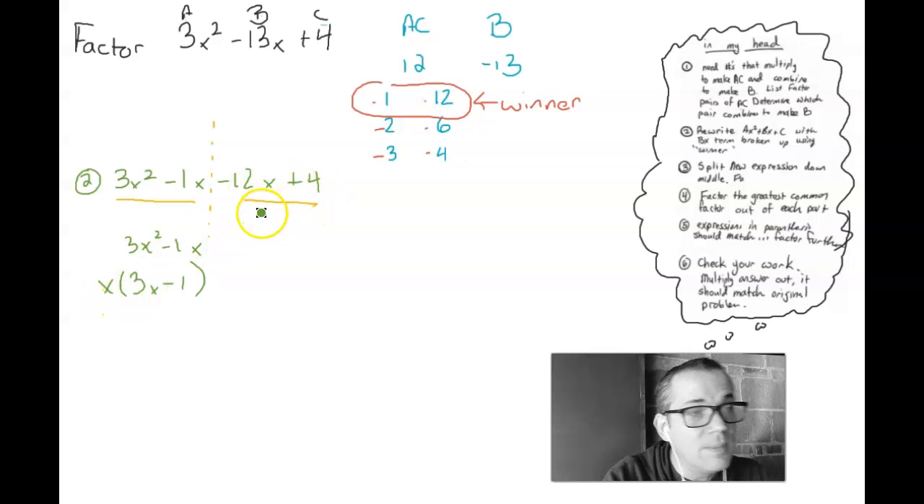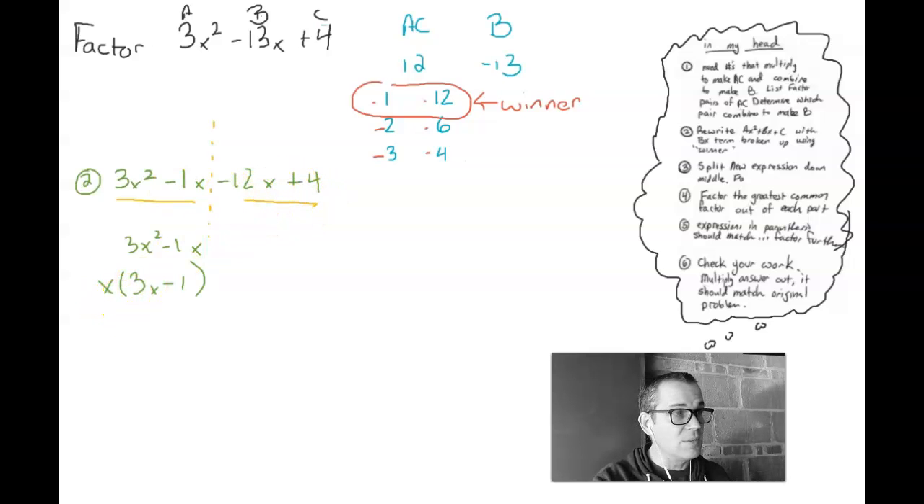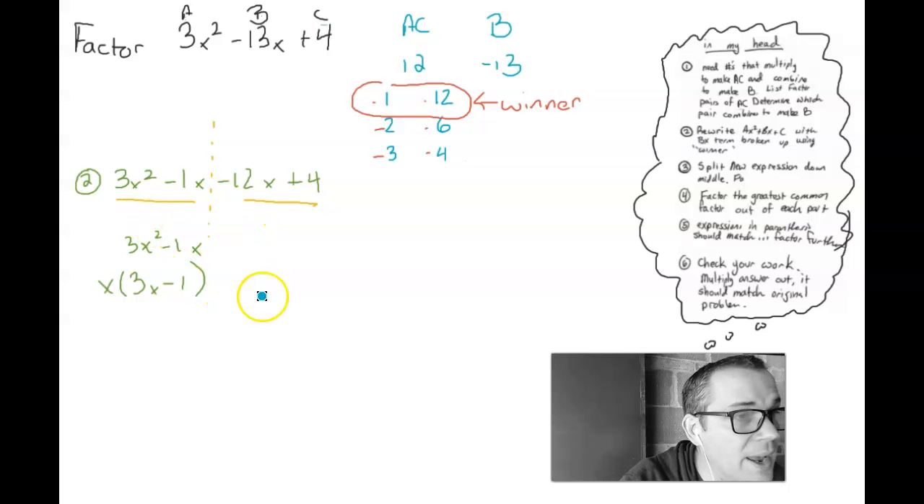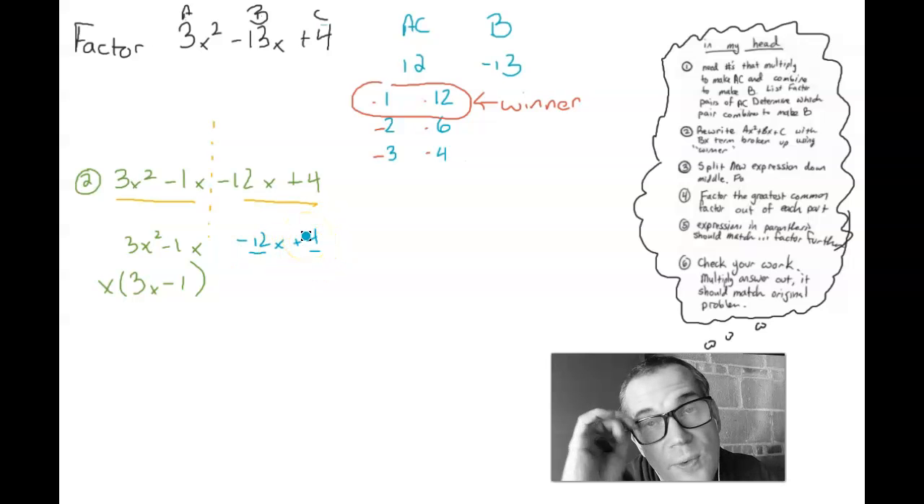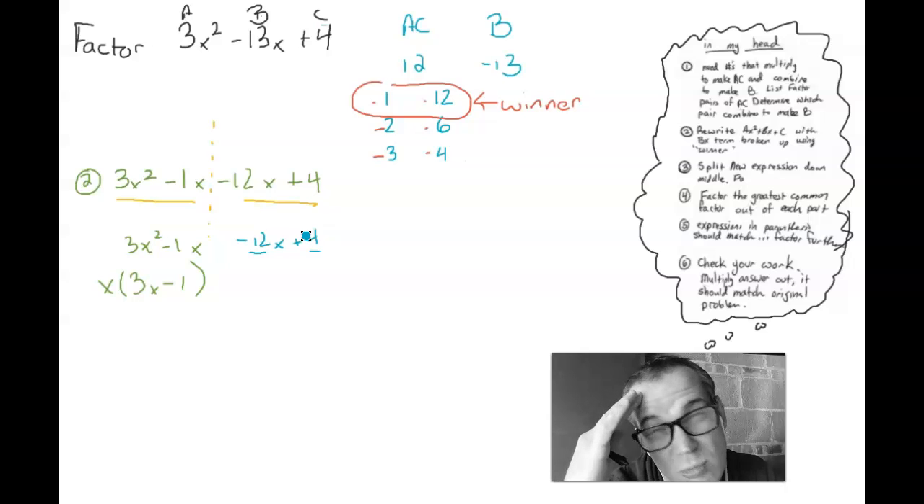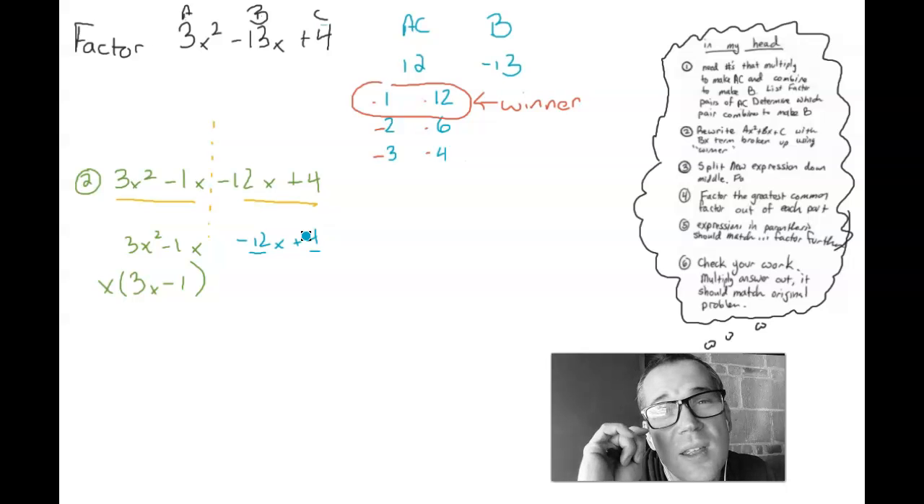For the second term, I'm looking first at the numbers. Let's do this in blue. So I'm going to have negative 12x plus 4. Looking at those numbers, 12 and 4, is there anything that they have in common? And you might be thinking 2, but you got to think bigger than 2. Because in this case, it is 4. 4 goes into both those numbers.